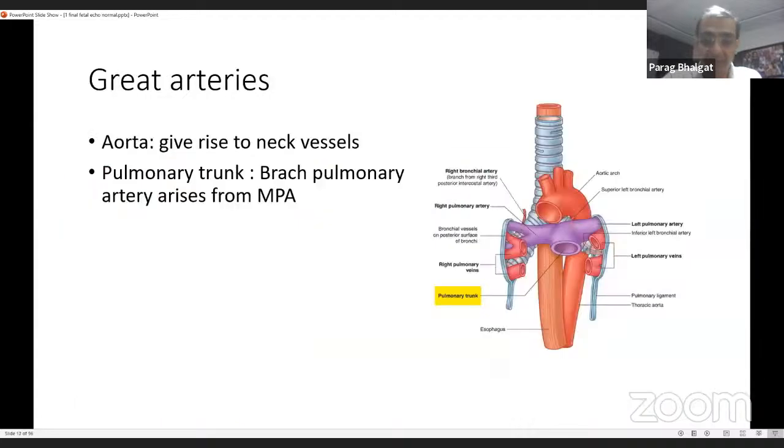Last is great arteries. Aorta is the vessel that gives rise to neck vessels, and the pulmonary trunk supplies the lung. So it branches into right and left. So this is the definition of these great arteries.